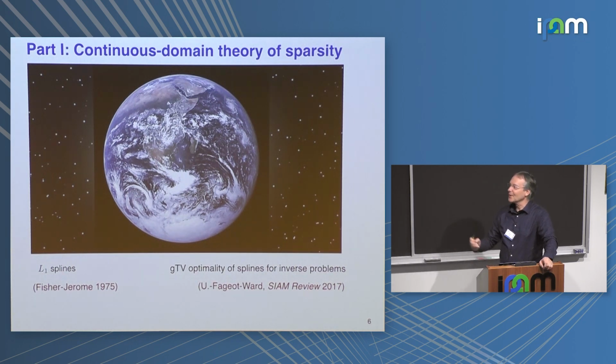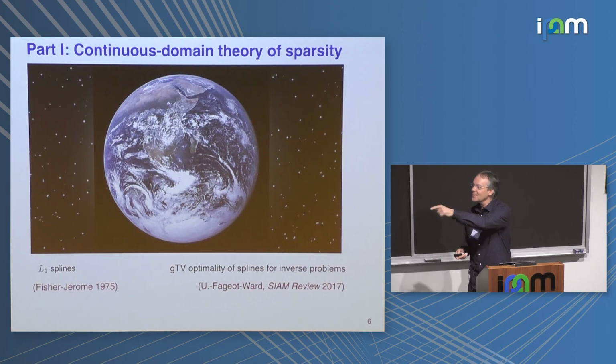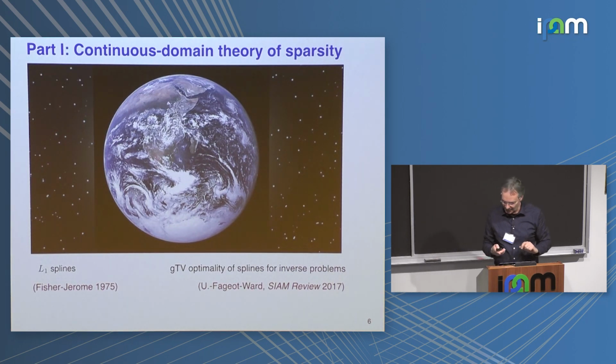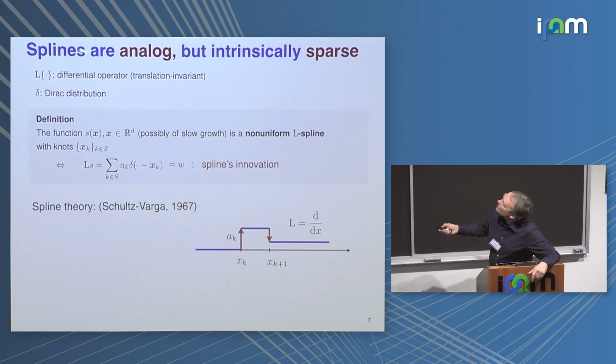Yeah, so total variation, I'm a fan. But you will see it's not exactly the same as Stan is using. In one case, it's the same. So splines are analog but intrinsically sparse. And so this is a sort of formal way of defining splines.